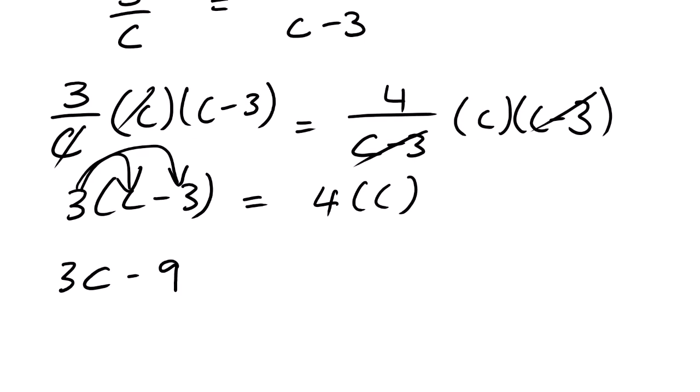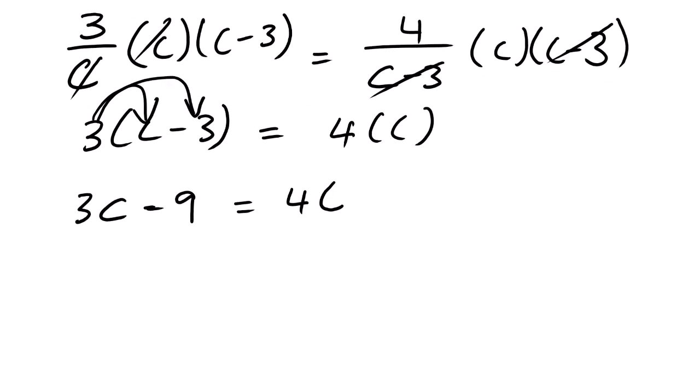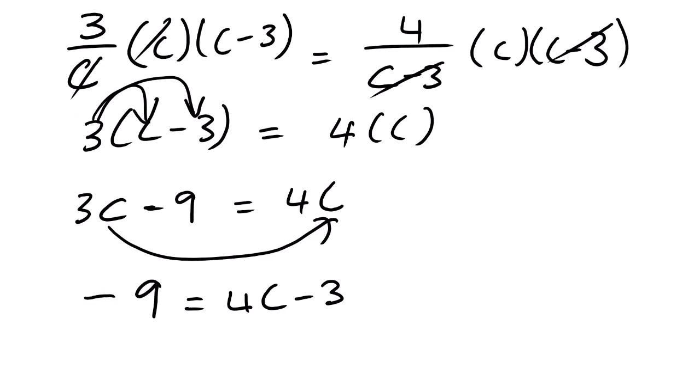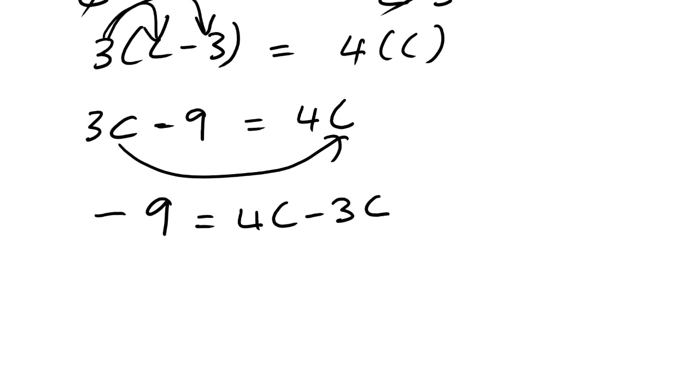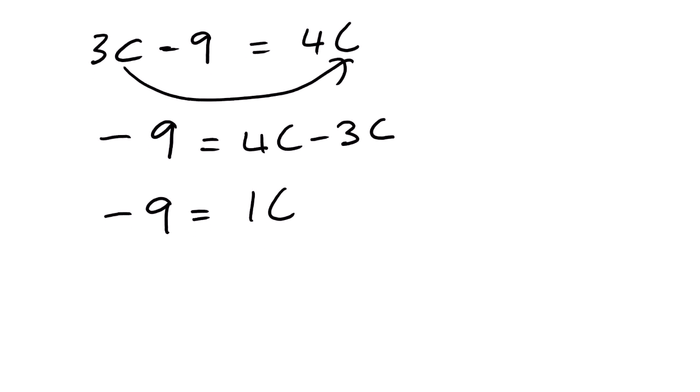We have 3c minus 9 equals 4c. So we can quickly take this one to the other side. We have negative 9 equals 4c minus 3c. 4c minus 3c is actually 1c. So c equals negative 9.